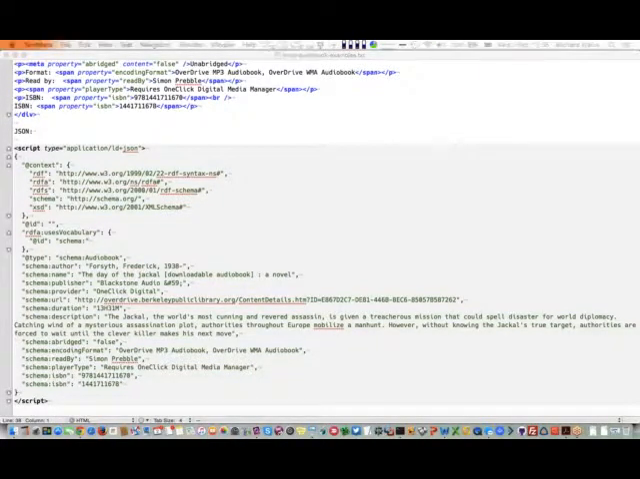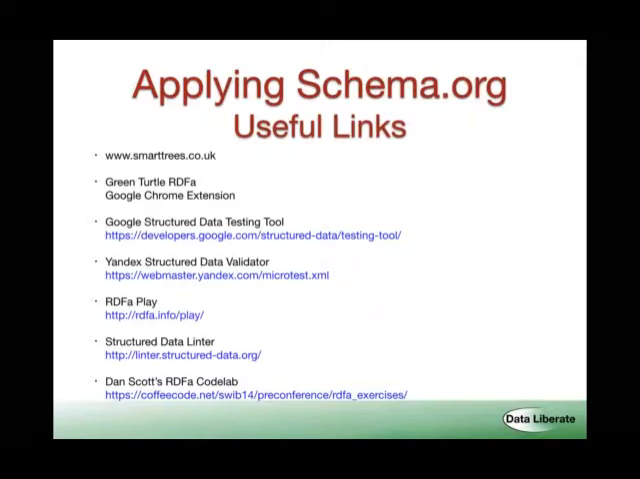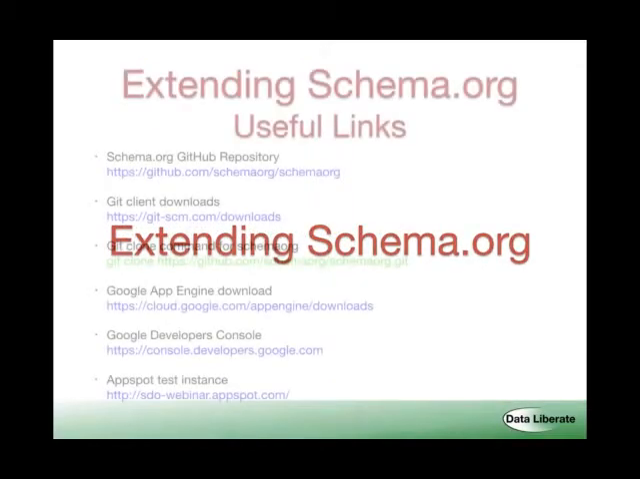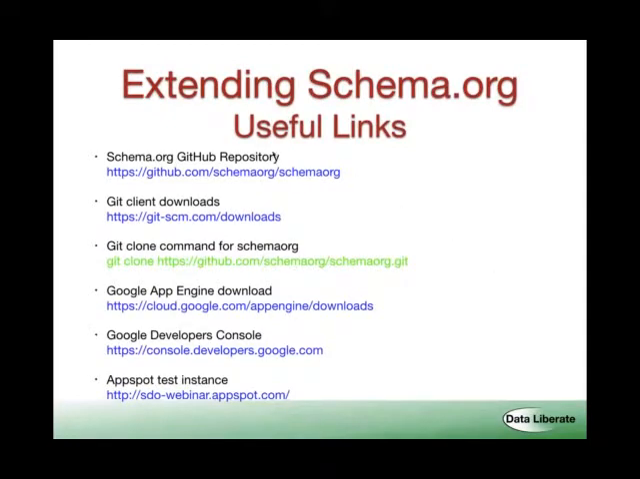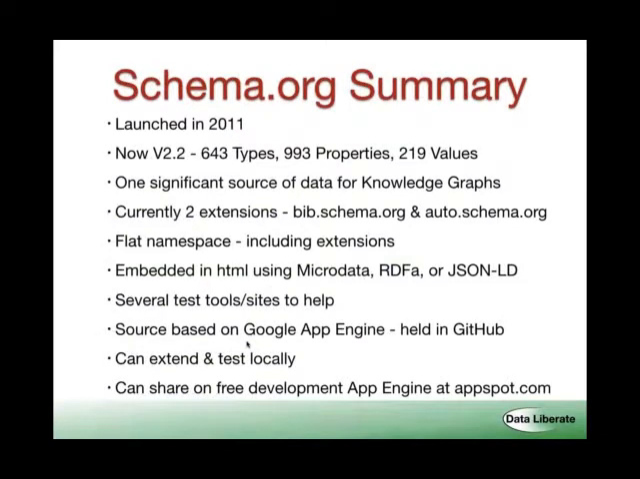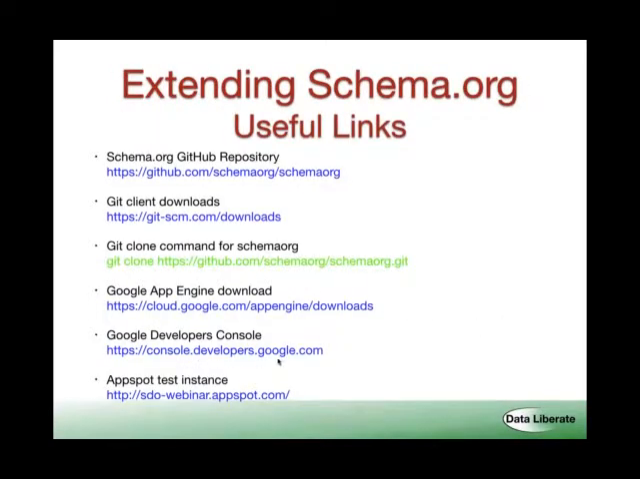So that we have got some context when we're looking at this after the webinar, here are some useful links. Here's the schema.org Git repository. If you haven't got Git on your machine, here is how you can get a command line version. There's also a graphical version. Here's the clone command to get the latest version onto your machine. There's the App Engine download, so you can run the whole site on your local machine. Here's the developer's console where you can create your own App Engine, and this is the webinar AppSpot instance, which I'll leave up and running for a while after this webinar.